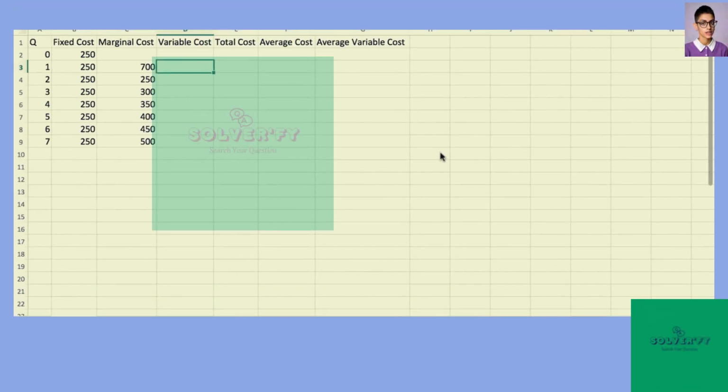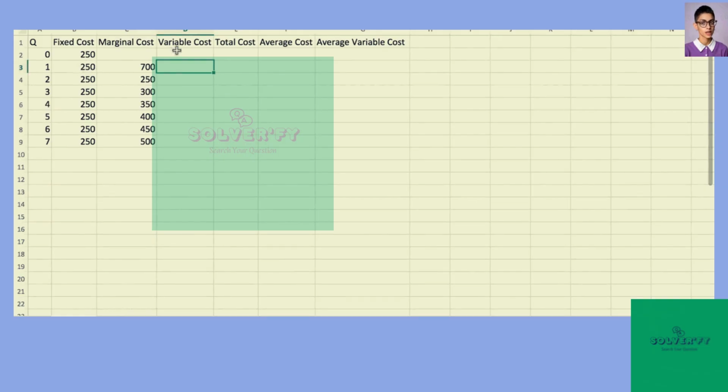Today we'll be solving question number 41 from chapter 8 of Principles of Microeconomics. This question asks us to solve for some values of a computer store selling computers for a certain fixed cost and a certain given marginal cost. With these values, it wants us to find the variable cost, total cost, and average variable cost.